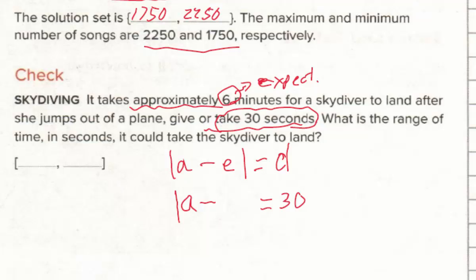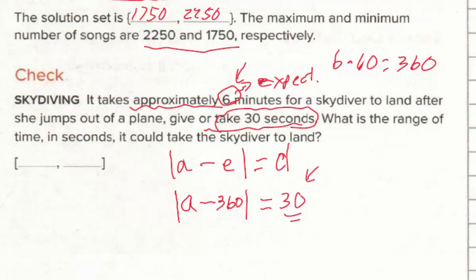The problem is our answer over here, our difference, is in seconds, but our expected value is in minutes. So in order to do this correctly, you're going to have to convert the larger unit, which is minutes, into seconds. So 6 minutes times 60 seconds is going to give us 360 expected seconds. So in our expected value, we're going to put 360. So actual time that she takes to get down to the ground minus 360 seconds should be no more than 30 seconds above or below that amount.